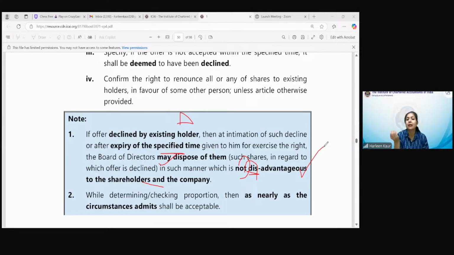An MCQ can come. He can ask you, Mr. A, 18 days time period given, not accepted within the time period. Ma'am, it is a deemed decline. What will the board of directors do? They will sell these shares to somebody else. They will do something which is disadvantageous for the shareholders, or they will do something which is not disadvantageous for the shareholders. So you will choose the third option. They will dispose in such a way which is not disadvantageous, which in short means it should not harm the shareholders. Is that correct?